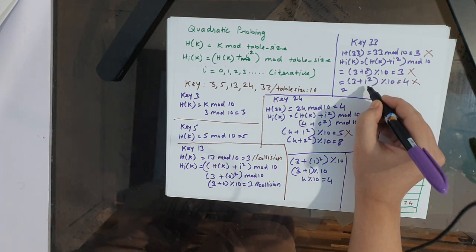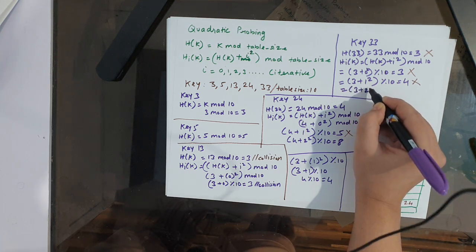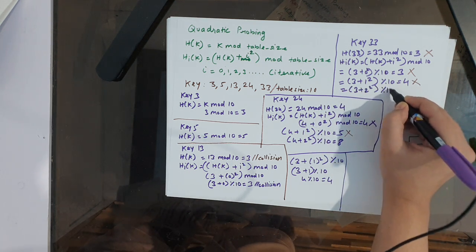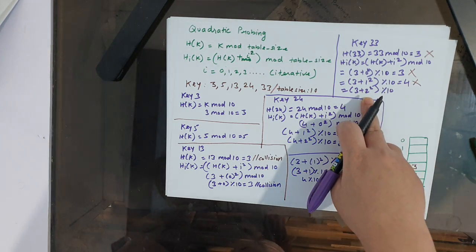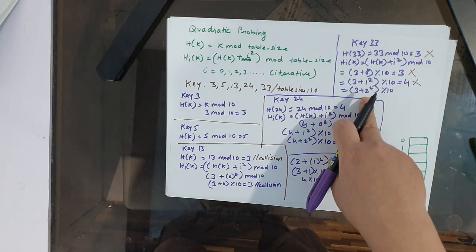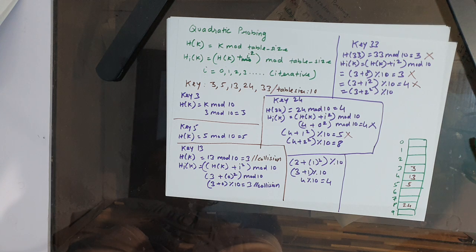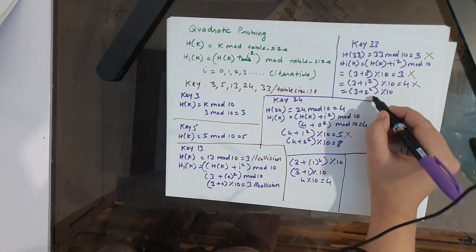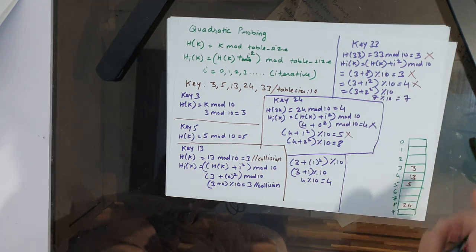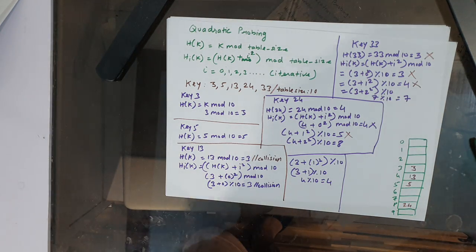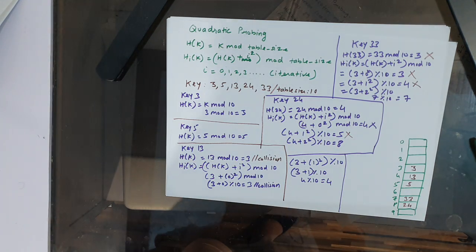Next, we go for incrementing i to 2. So 3 plus 2 square mod 10. What is 2 square? 2 into 2 will be 4. So 3 plus 4 is 7. So 7 mod 10. The answer will be 7. Is 7 available? Yes, 7 is available. So we'll put our data right here. 33 will go in block number 7.